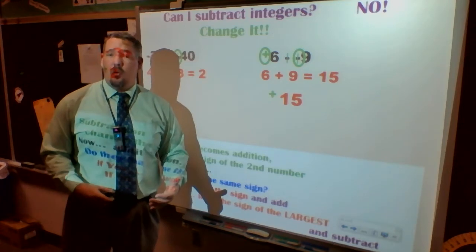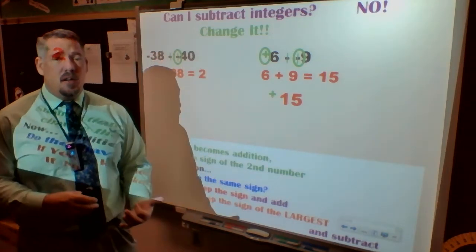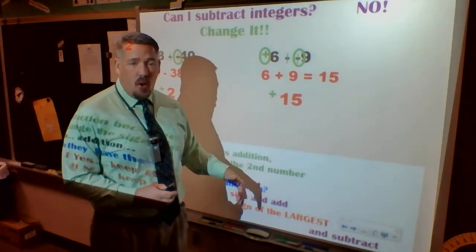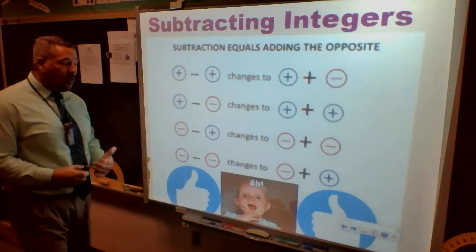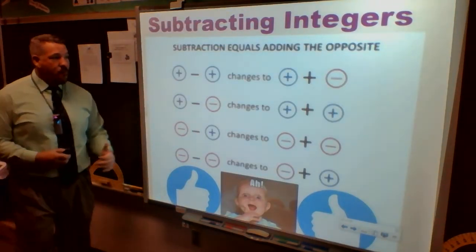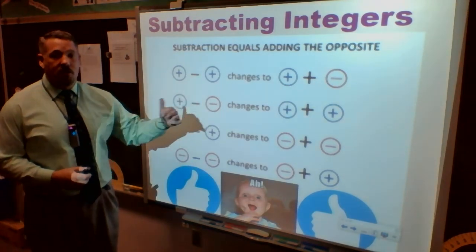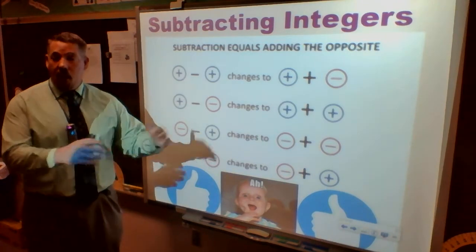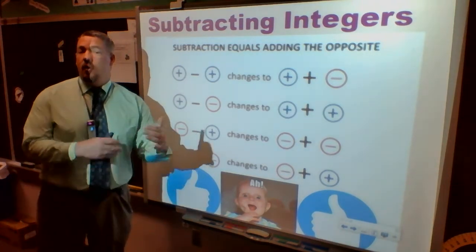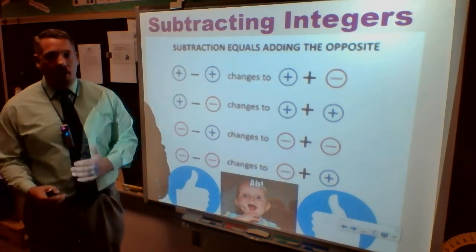It's not difficult, right? It should be pretty easy. As long as you ask the questions and follow the steps, you'll do great. Just make sure you're following the steps. Make sure you're asking those questions. Can I add or subtract integers? No, I can't, but I can change it. And I can follow those steps and make it a positive.